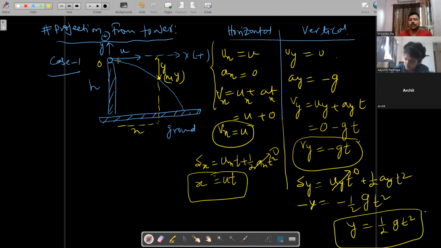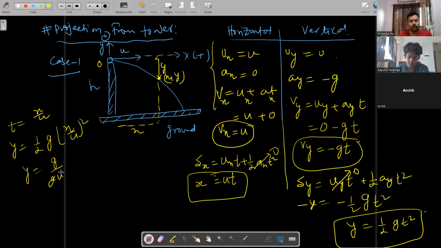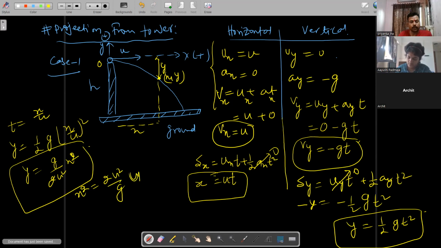So you can see that on this path, suppose there is a random point whose coordinate is x comma y. So you can also relate these coordinates x and y. How? See, from here you can see that t can be written as x upon u, and here you can put half g t square, that is x upon u whole square. So y equal to g upon 2 u square into x square. This is very good result. X square equal to 2u square upon g into y.